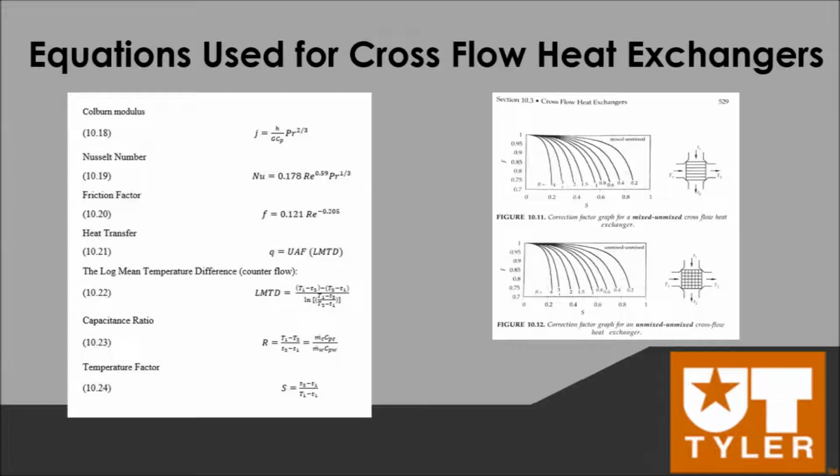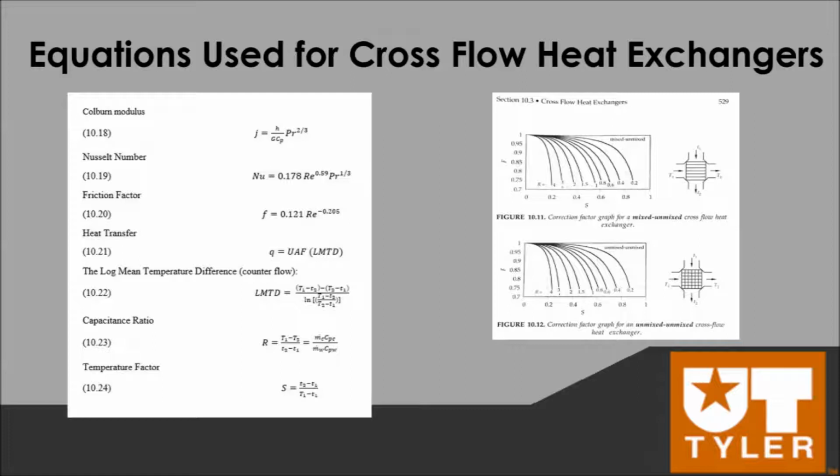Equation 10.22 is the log mean temperature difference for counterflow. As indicated, we use the lowercase t to denote the cooler fluid, and the uppercase T refers to the warmer fluid temperature. 1 and 2 refer to the inlet and outlet, respectively. Equation 10.23, capacitance ratio, R. This equation is the warmer inlet minus the warmer outlet, all over the cooler outlet minus the cooler inlet temperatures.